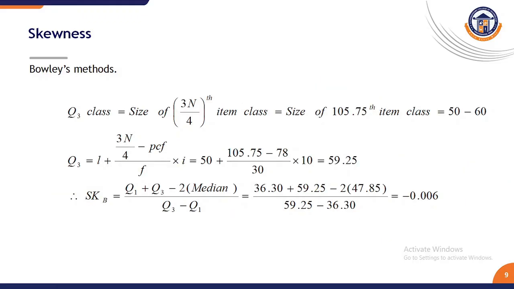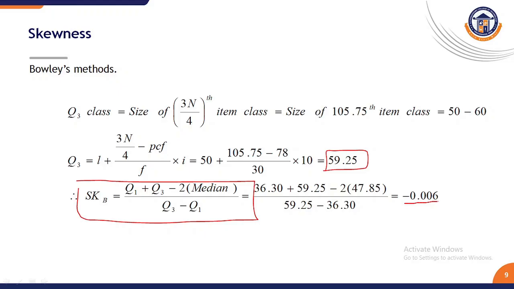Similarly, find the third quartile value. Here the third quartile value is 59.25. So use all these quartile values in this Bowley's formula: Q1 plus Q3 minus 2 times of median, whole divided by Q3 minus Q1. The Bowley's coefficient of skewness is minus 0.006. So here also we got the value as negative. That means negatively skewed distribution.